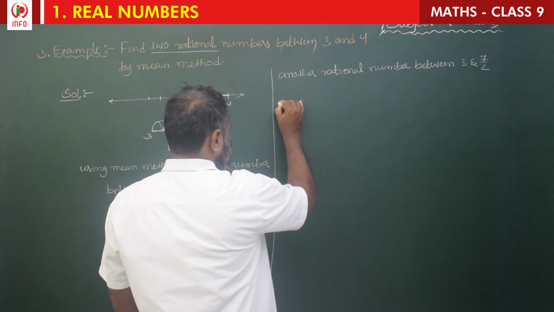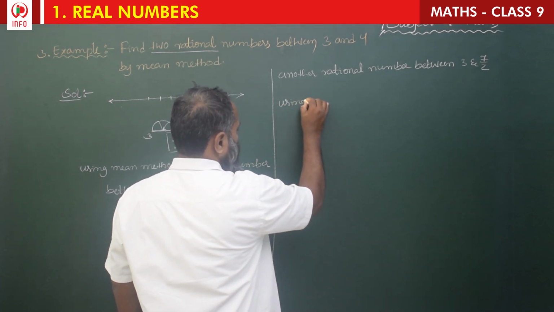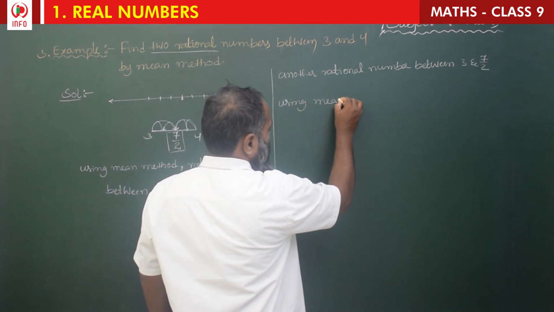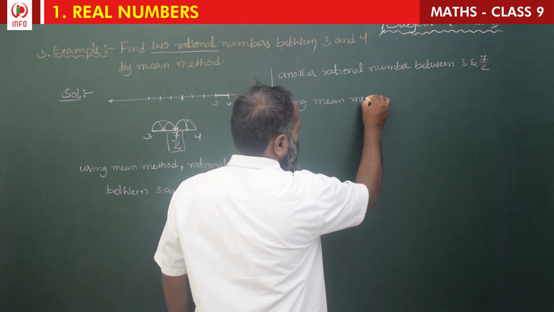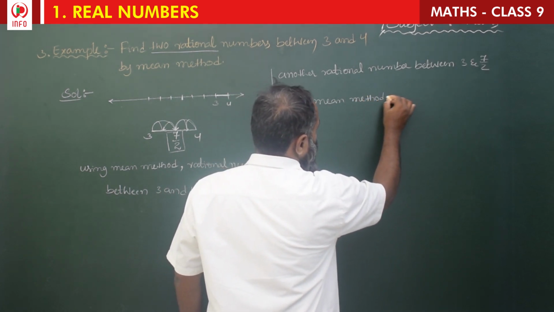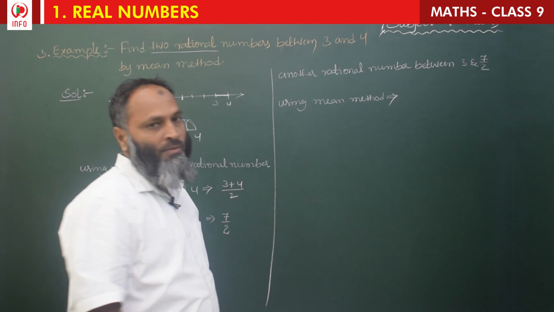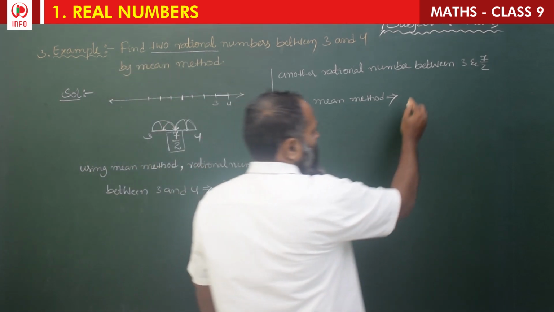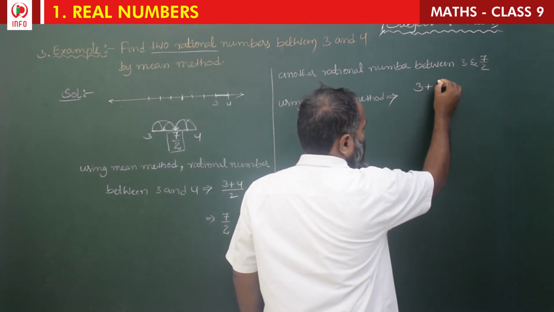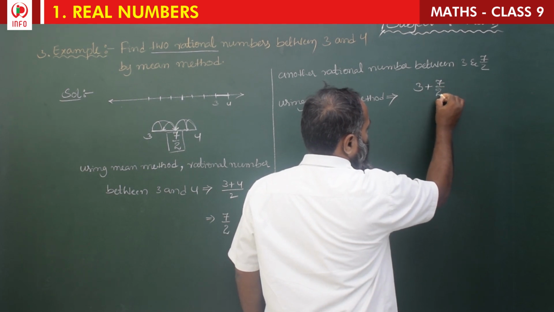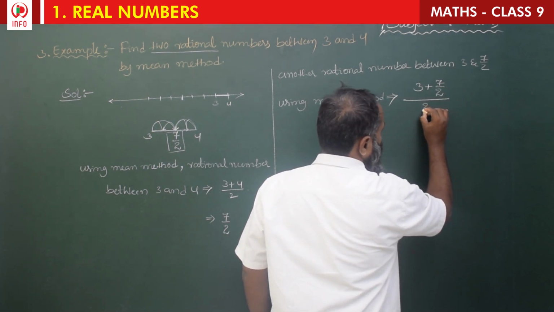So, using the mean method. So, what is the mean method? We should add the numbers: 3 plus 7 by 2, all divided by 2.